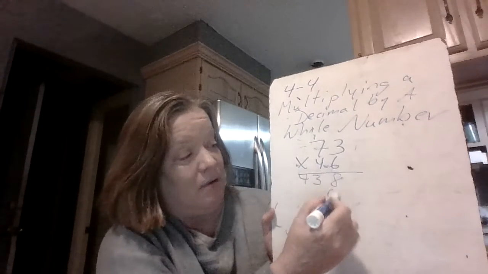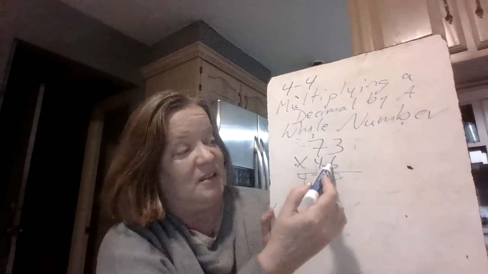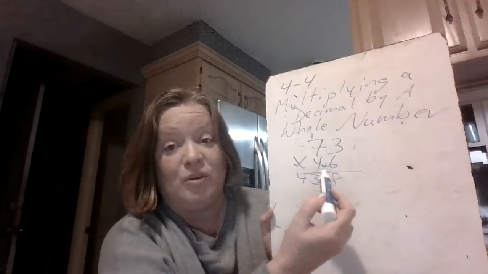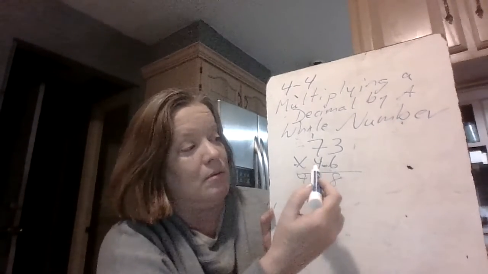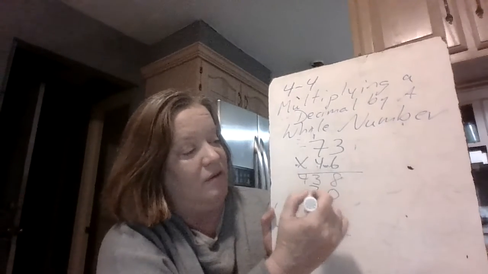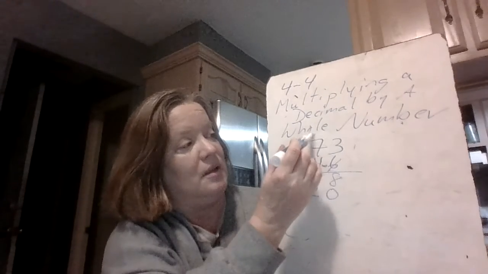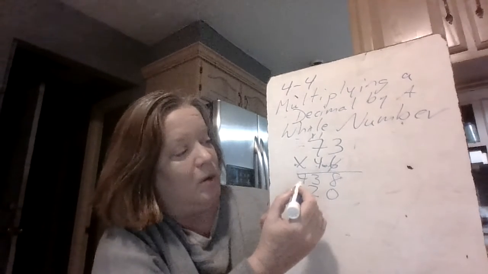I'm going to add a 0 here to hold the place because I was doing 6 times 73. The 6 was in the ones place. I have to hold the ones place because now I'm doing the 4, which is in the tens place, as if I was doing whole numbers. Now I'm multiplying 4 times 3 is 12. Put down the 2, carry my 1. 4 times 7 is 28, and 1 is 29.